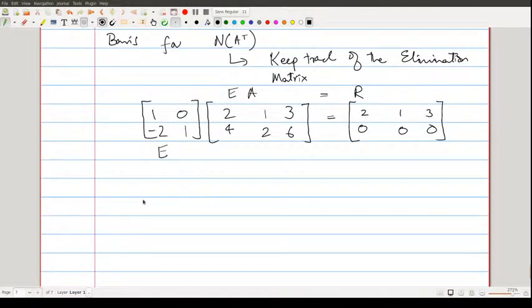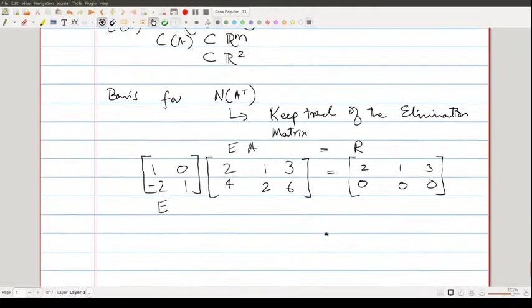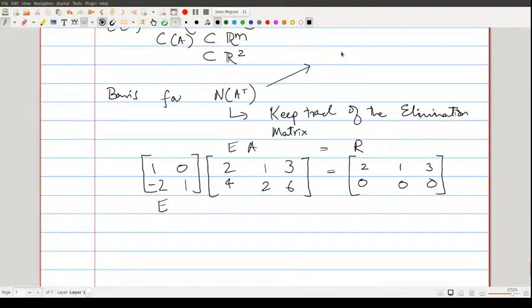Okay. So why did we do this? We did this because the null space of A transpose, remember, is saying that A^T x is equal to 0, which in other words is saying x^T A is equal to 0. That some row times the whole matrix gives you a 0 row. So this is sort of zero transpose.